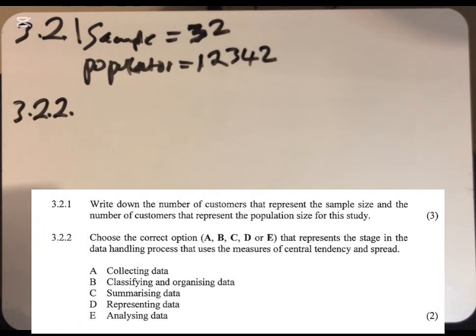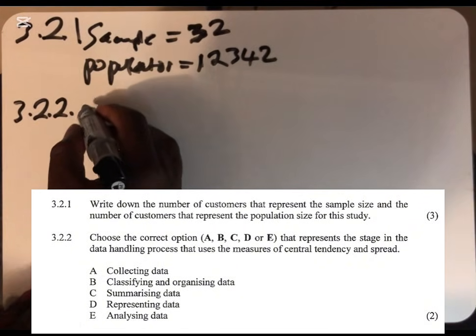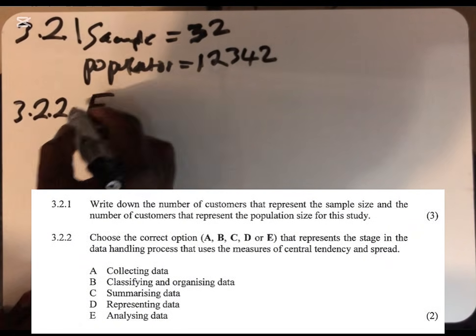Moving to 3.2.2. It says choose the correct option A, B, C, D, or E that represents the stage in the data handling process that uses the measure of central tendency and the spread. So this one is very easy. We know that it is E, when you are analyzing data. It's E when you analyze data.